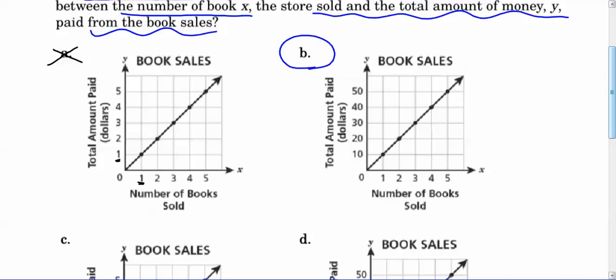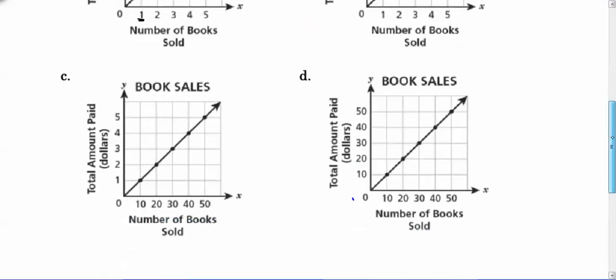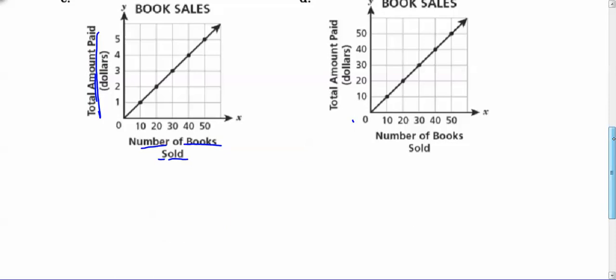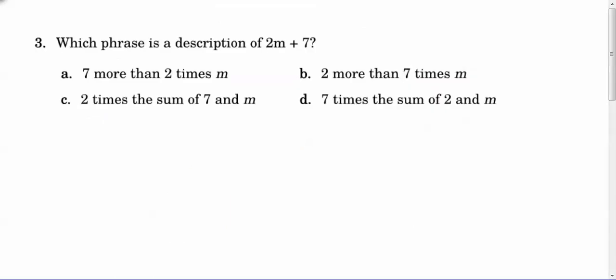Let's analyze why these other ones are wrong. As I said before, if we buy 10 books, it's not going to cost $1. So again, pay very close attention to what these labels say, because that's going to get a lot of kids just by not paying attention. All right, so pretty easy question. Let's move on to the next one. Whoops, that jumped ahead too.